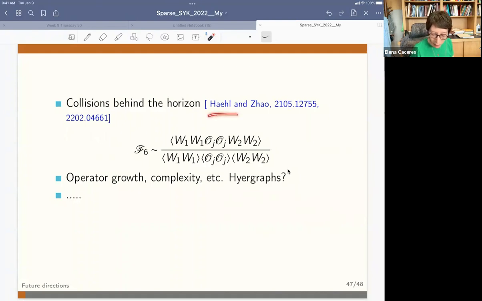And so these guys proposed this 6-point function. So it's like an autoc, but instead of being a 4-point function, it's higher. And they show that this is the observable that you want to calculate if you want to say whether things are colliding or not behind the horizon. And they have explicit scalings, diagnosing things and whatnot. So I would clearly like to try to do this in the sparse SYK.